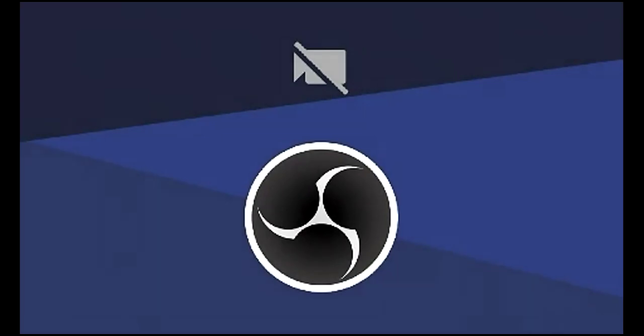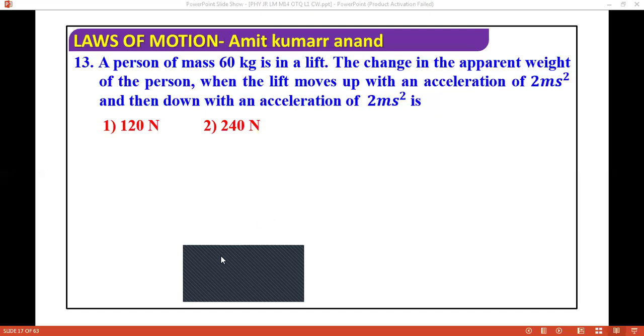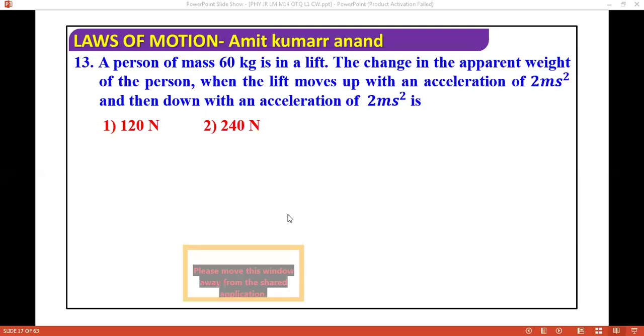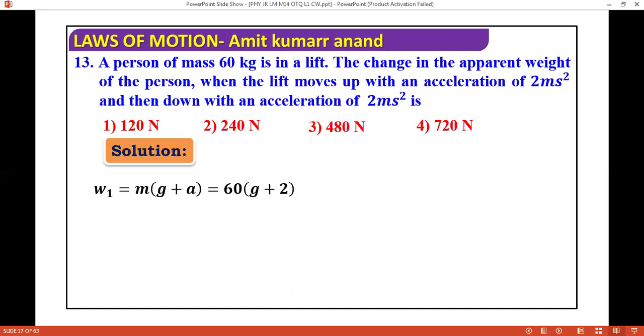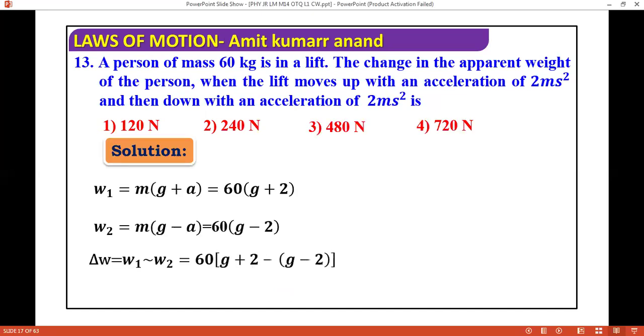Very important concepts. Anyone can apply them over here. You'll apply the relations, and the weight difference will come equal to 240 Newton. Okay, we're moving to the next question.